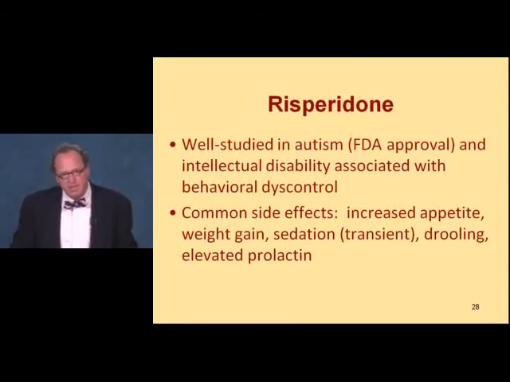So irritability is aggression, self-injury, and tantruming. So you have the backup of the FDA to feel comfortable using this to treat these symptoms in children and adolescents with autism. And how do we dose it?